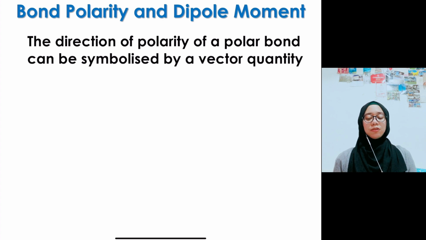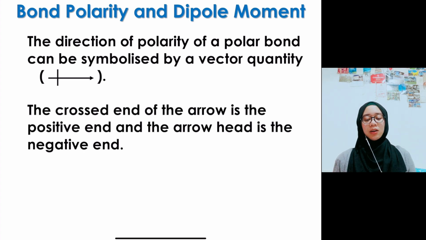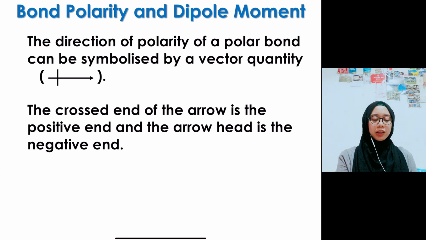So the direction of polarity of a polar bond can be symbolized by a vector quantity. A vector quantity, in the case of dipole moment, means direction is important, because a vector has direction too. So we will use an arrow like this. Okay, so the cross end of the arrow is the positive end.